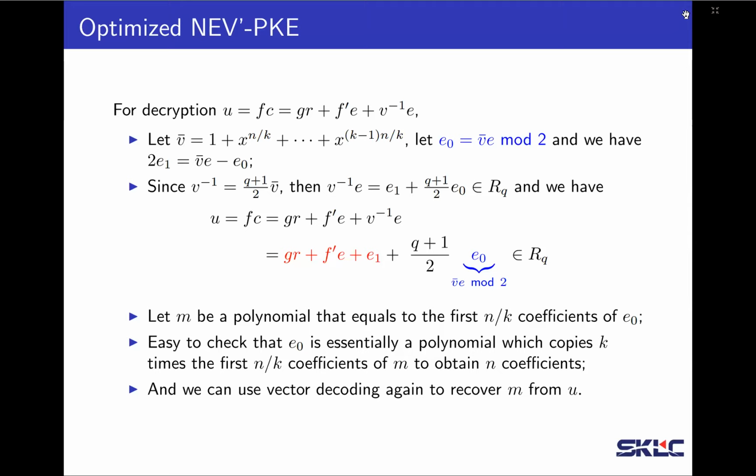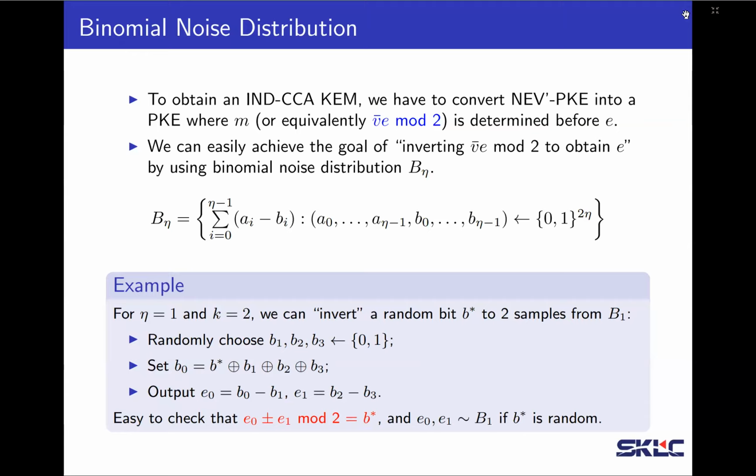So we will now have the problem that equals to the first n over p is e 0, and it is easy to check that e 0 is essentially a problem for which obvious t times the first n over p coefficient of f of the n coefficients. Therefore, we can use vector decoding again to our message m. To obtain a CCA theorem m, we have to convert it into a square m or equivalently m equal 2. This is something before the summary E. So we can easily achieve this goal by using the computing knowledge description in eta.